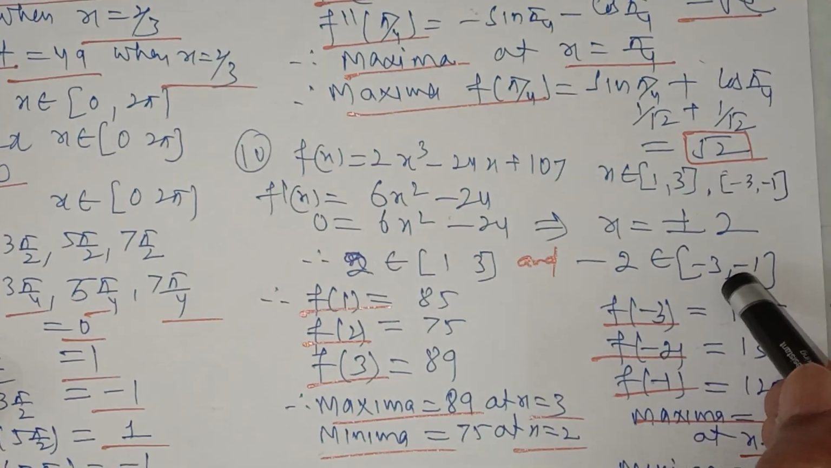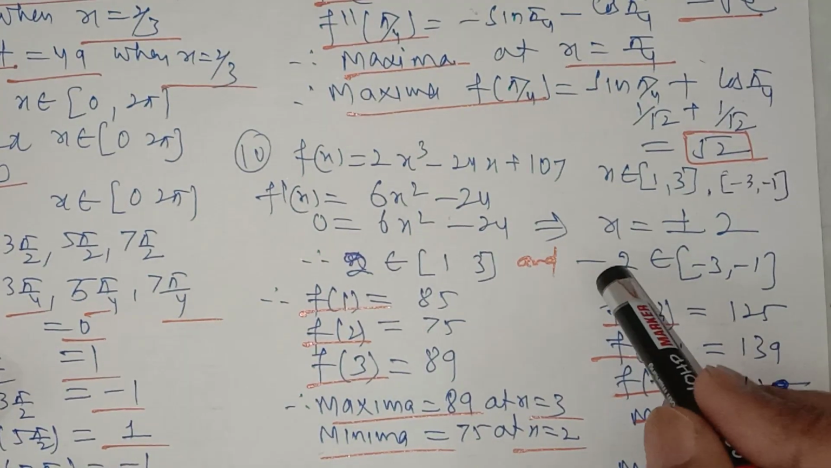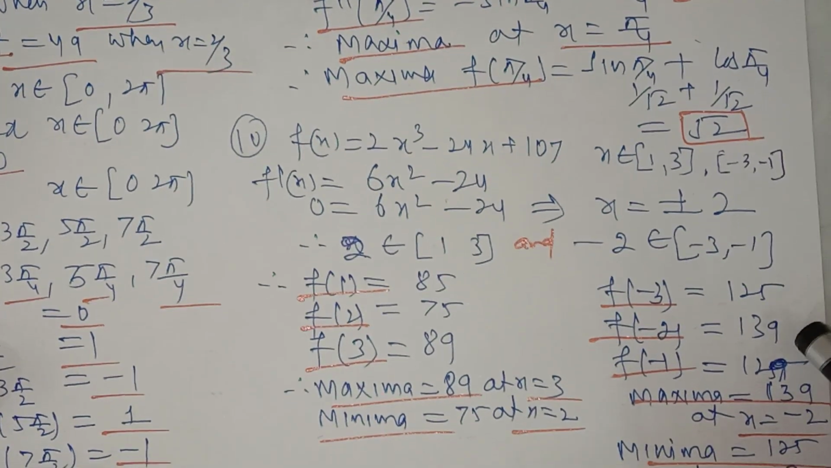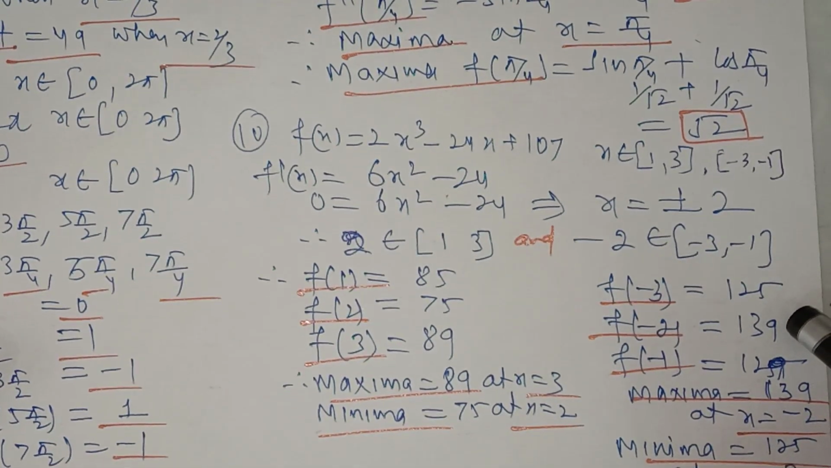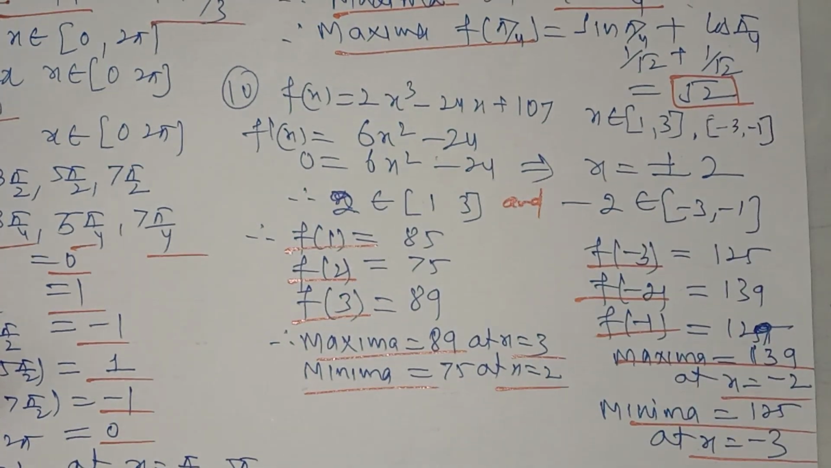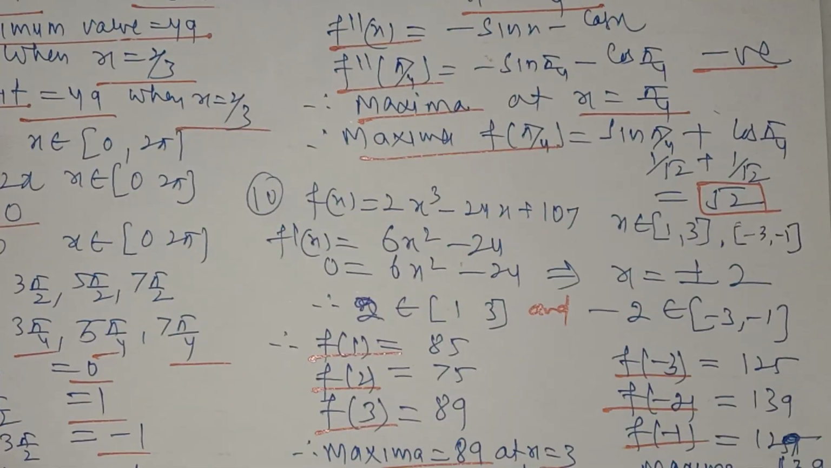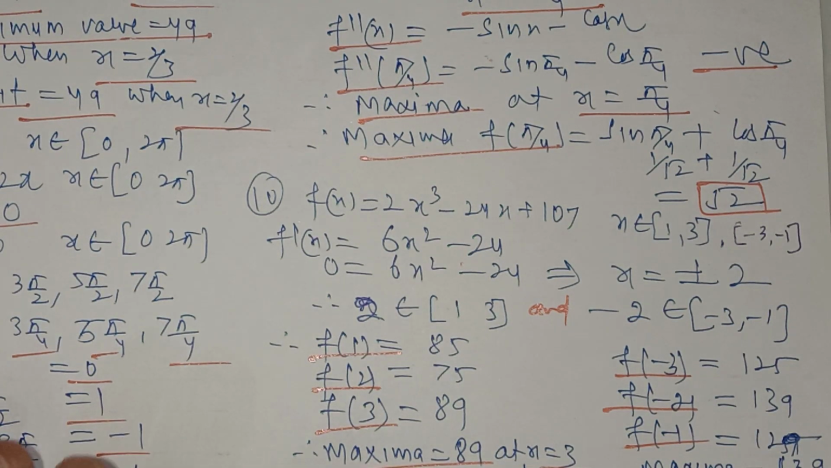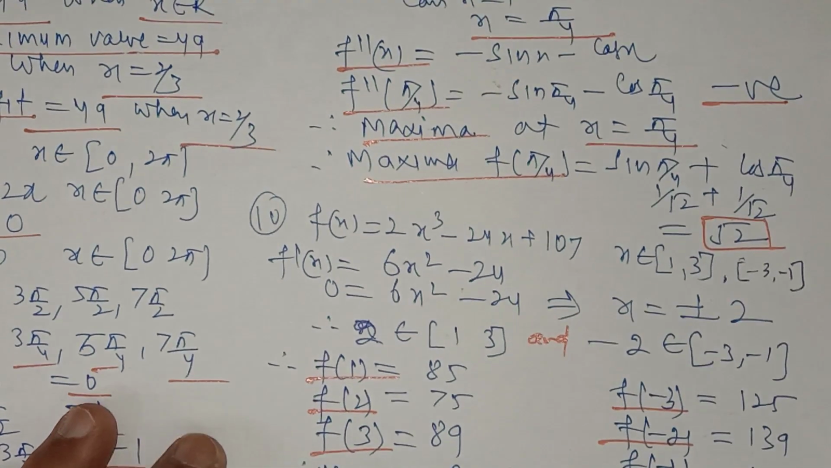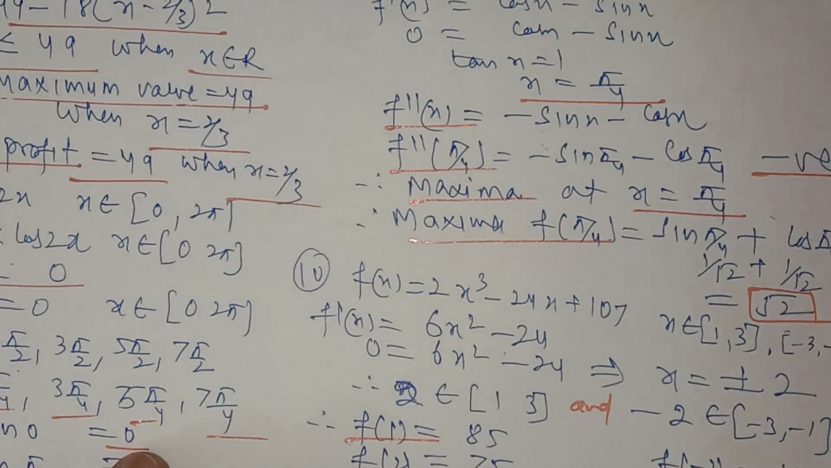Similarly, in the second interval, we find f(-2), f(-3), f(-1). So absolute maxima comes out to be 139 at x equal to minus 2, and the minimum value comes out to be 125 at x equal to minus 3. So in this question, two intervals are given, and you are getting two critical points. One is lying in the first interval and the second is lying in the second interval. So this is question number 10.